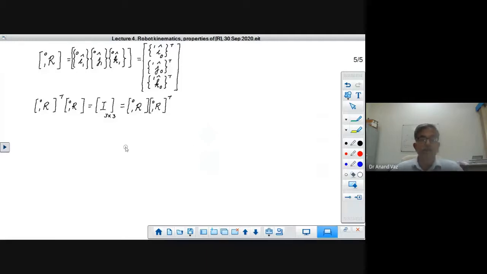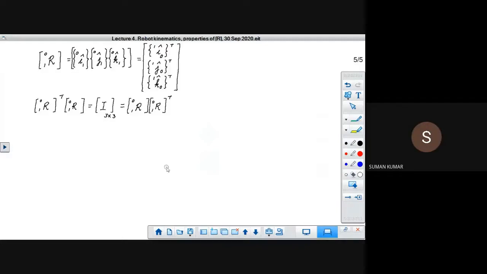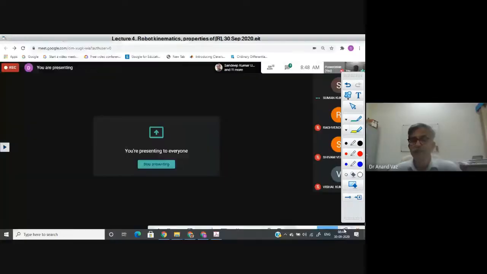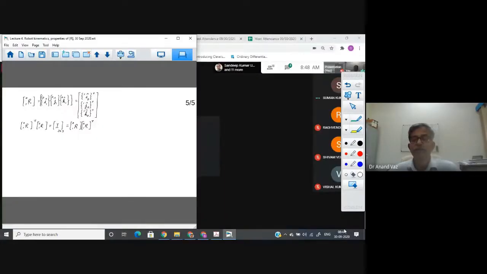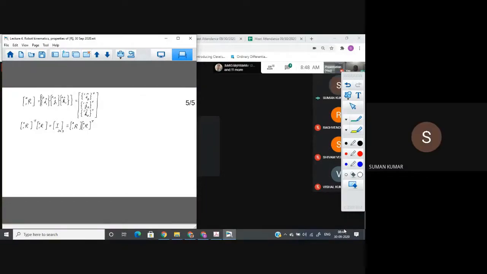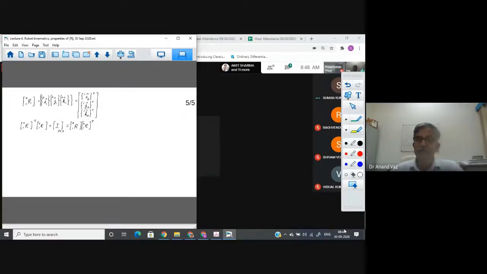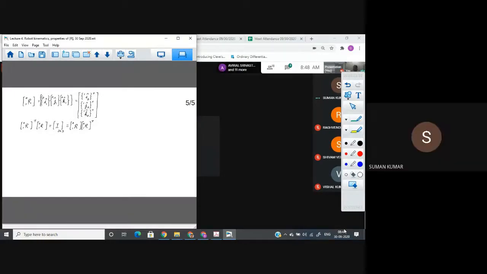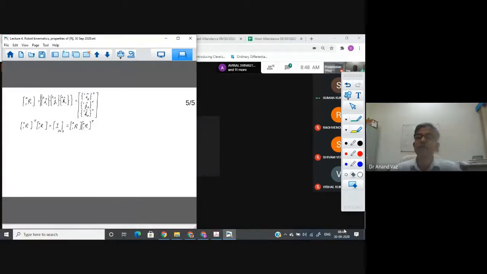But R is a very special matrix. Because of its orthonormal property, its inverse is its transpose. Are you clear about it? Or do you want me to elaborate? Yes, sir. Clear. It does not happen for all square matrices. It happens specifically because of the properties of the R matrix. Is it clear?